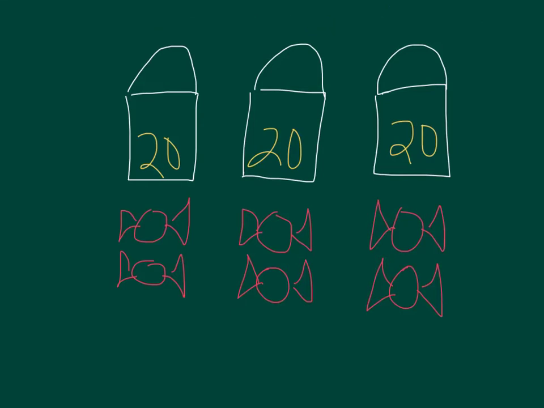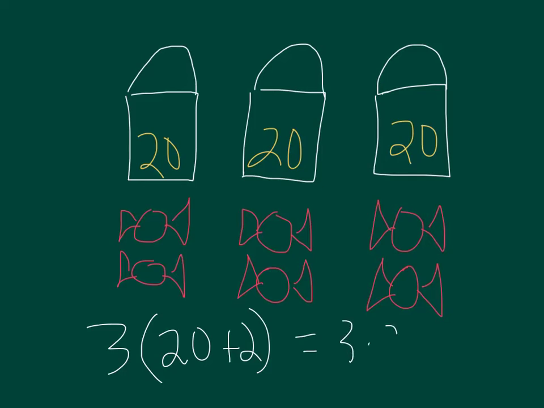What if I were to say that the three of you each had 20 plus 2? That's your bag and the 2 extras that I gave you. Is that the same thing? Well, you could say that 20 plus 2 is 22, and that would be 3 times 22, correct? 3 times 22 is 66.